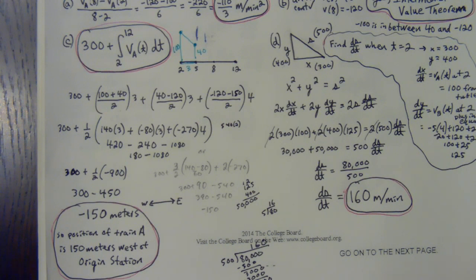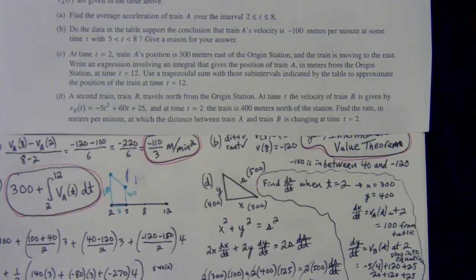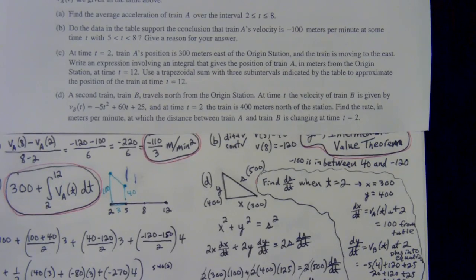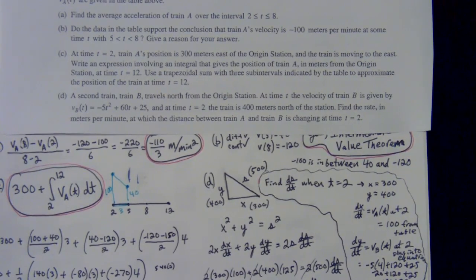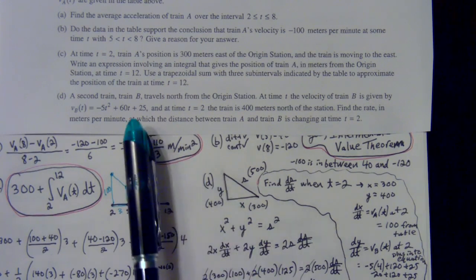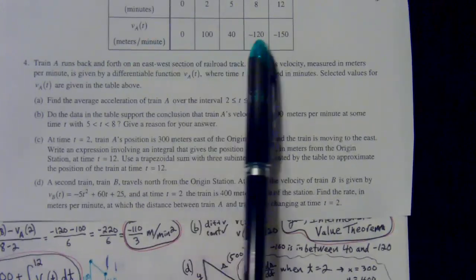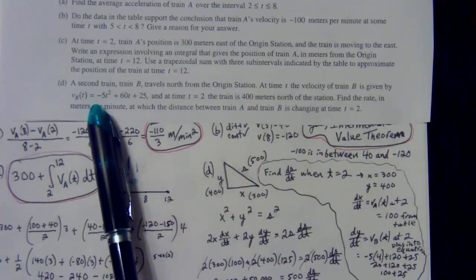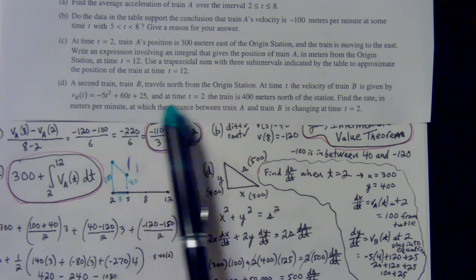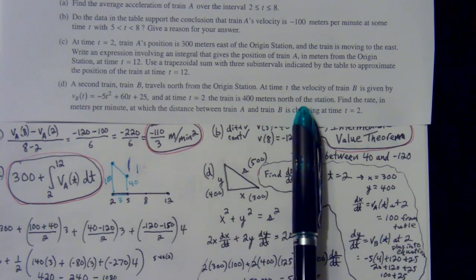All right, now I know you probably were wondering what the heck is going on in letter D, but I think once you see it, you'll realize it's a pretty straightforward related rate problem, okay? So it says we have a second train, B. This is for train A, the velocity. The velocity for train B is this equation right here. And it tells us that it's 400 meters north of the station.